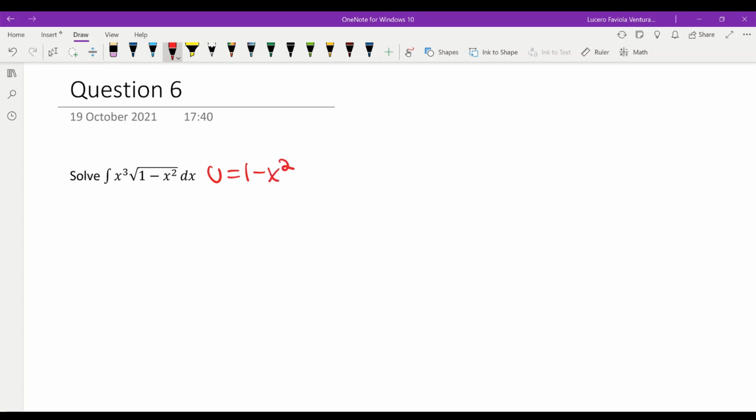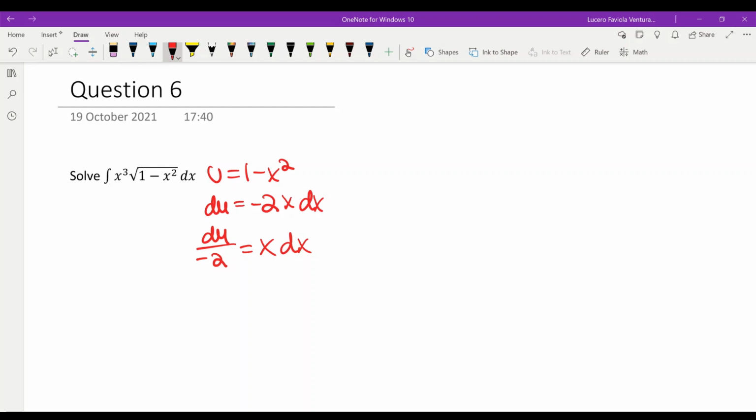And the derivative of this would be du equals negative 2x dx. And then divide both sides by negative 2. And we get du over negative 2 equals x dx.